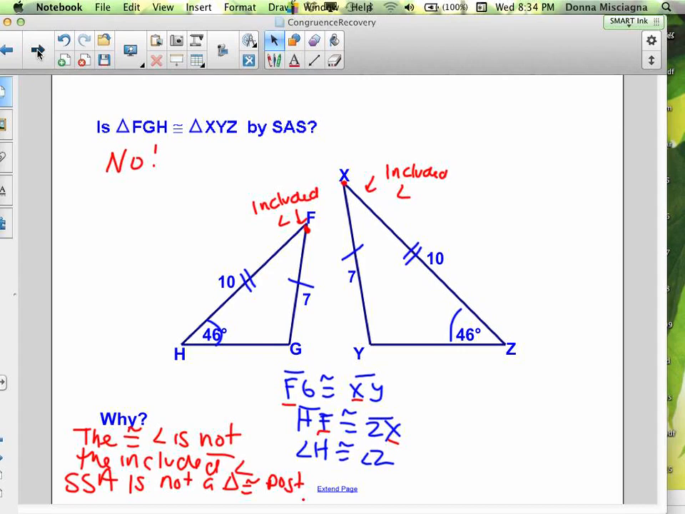And we're moving along. Waiting for the page to turn.